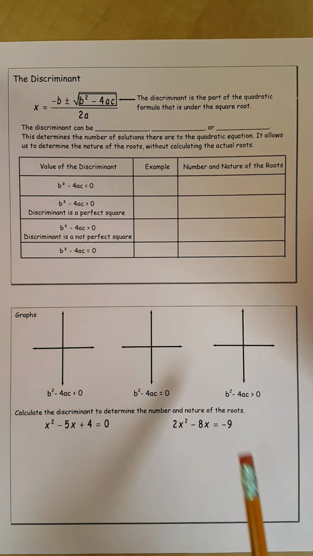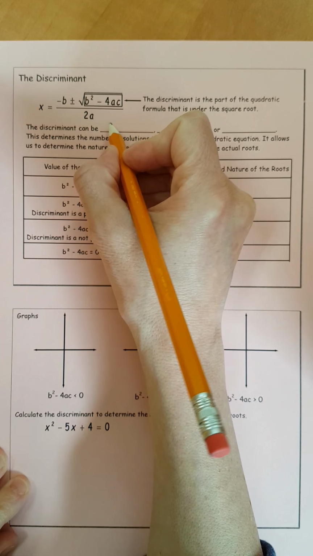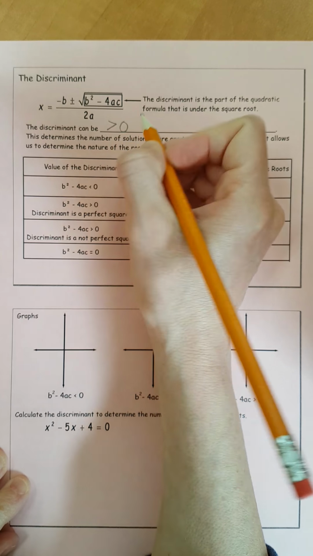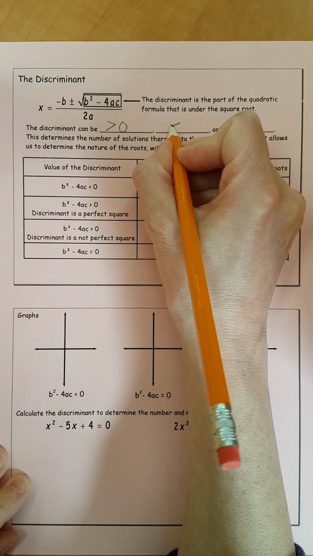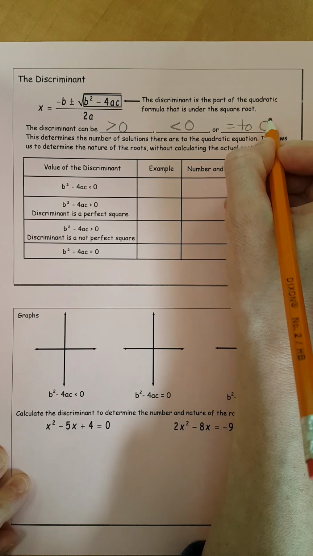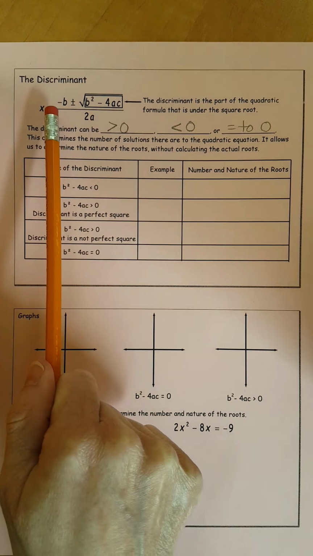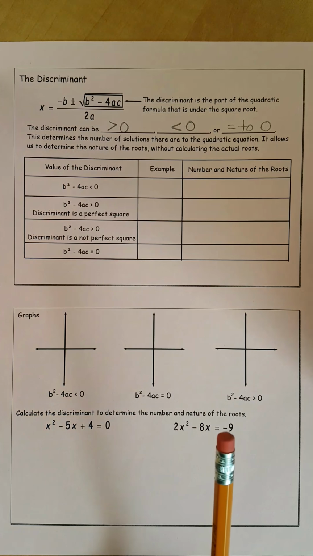The reason that it's helpful to use only that part is that it gives us an idea of how many roots there are, so how many answers, just depending on what we get under there. So we have three possibilities. The discriminant can be greater than 0, it can be less than 0, or it can be equal to 0. So what this does is it allows us to figure out how many solutions there are to the quadratic equation. It doesn't tell us what the solutions are, but it tells us how many and what kinds there are.